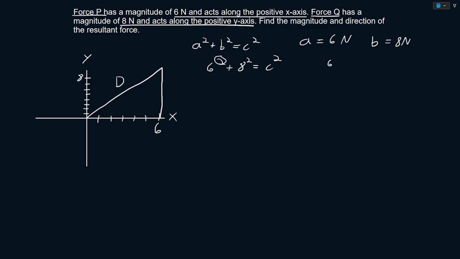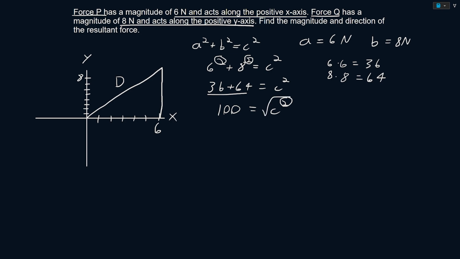6 squared is equal to 6 times 6, which is equal to 36. 8 squared is equal to 8 times 8, which is equal to 64. 36 plus 64 is equal to our displacement squared. 36 plus 64 is equal to 100, and in order to get rid of the square on our displacement, we must square root both sides. The square root of 100 is 10, and that is the magnitude of our displacement.